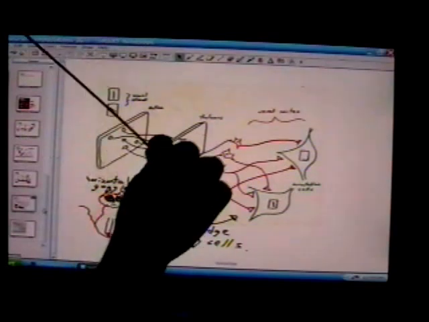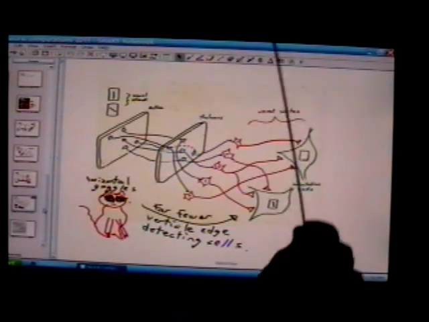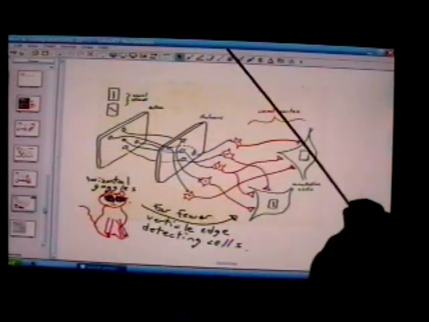But notice, if the stimulus now is this one, well, that's going to activate this one and this one, which will activate this one and this one, which will activate this one, this one, and this one, which will converge on this one. So this cell will be maximally sensitive to a diagonal bar of light.